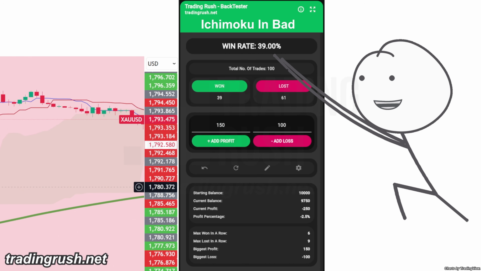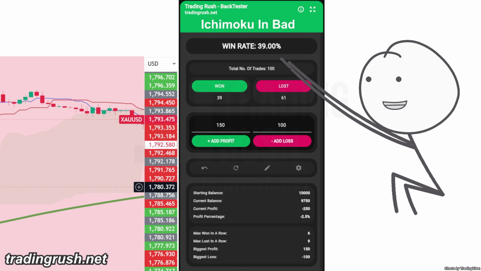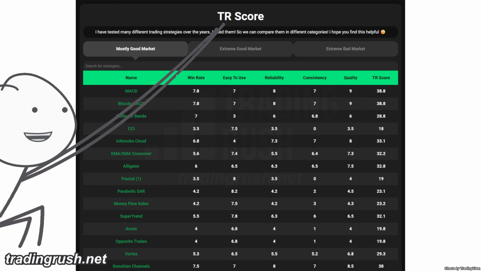Even in the extremely bad market test, the Ichimoku cloud got around a 39% win rate, which is around the break-even 40% win rate. The MACD strategy, on the other hand, in the same bad market structure, got a much lower 32% win rate. Ichimoku Cloud did a much better job in the bad market compared to other strategies we have tested so far. Now it's time to give it the TR score, or the Trading Rush score.